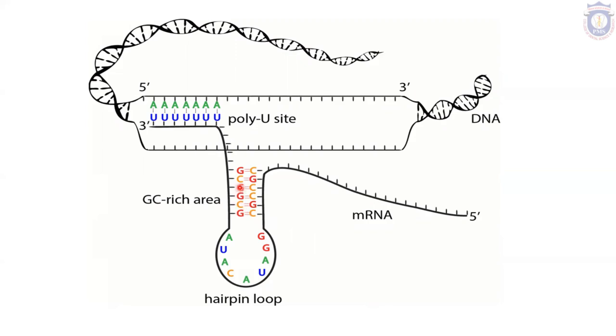This is the GC-rich area and the hairpin loop and the uracil-rich sequence, also known as the poly-U tail or poly-U site.